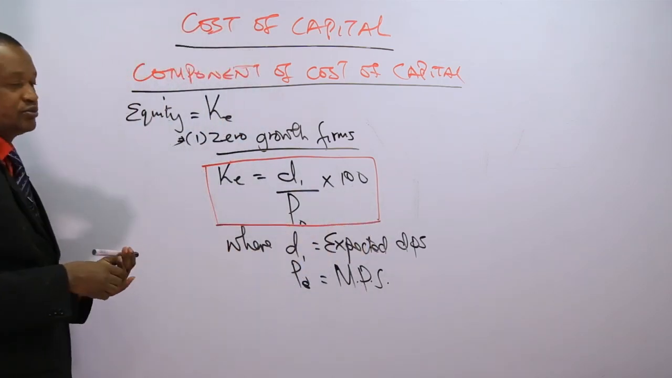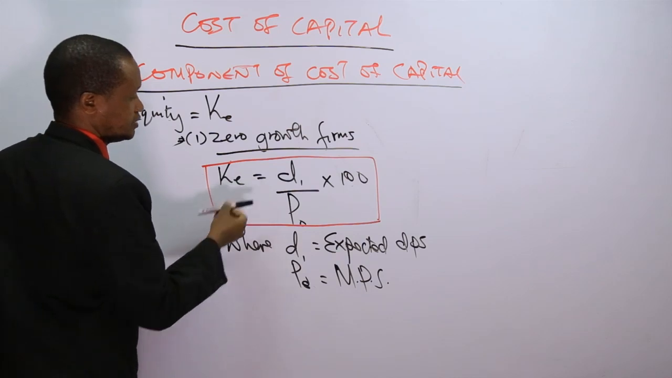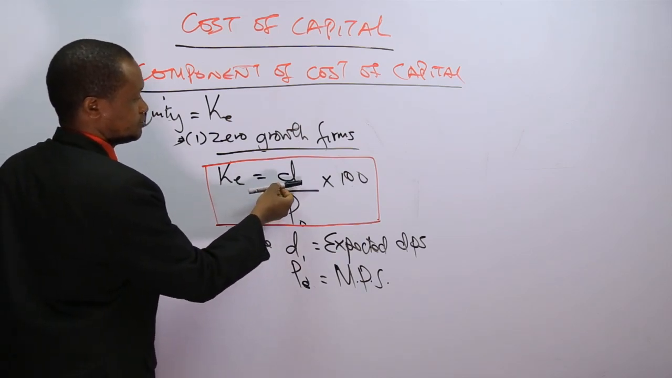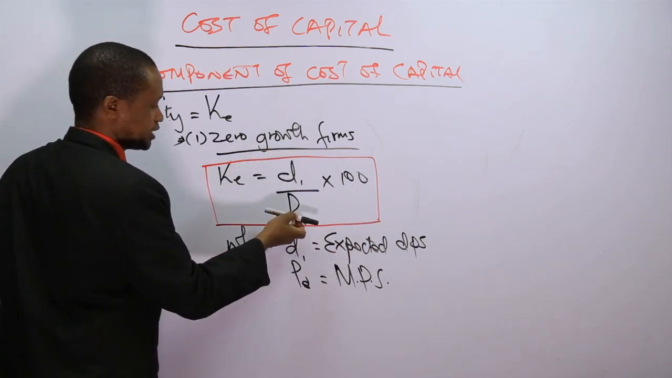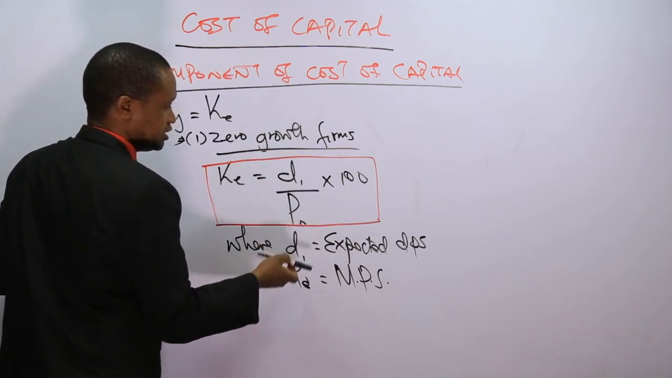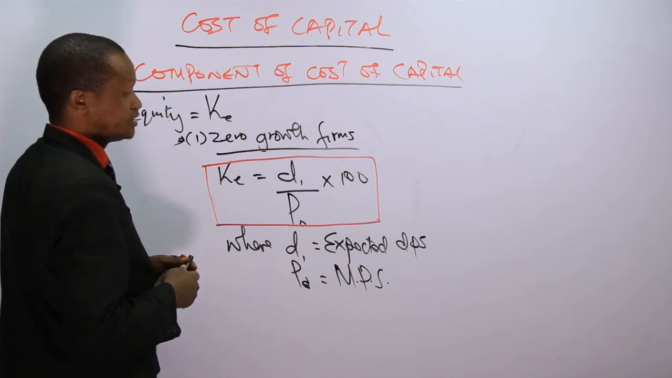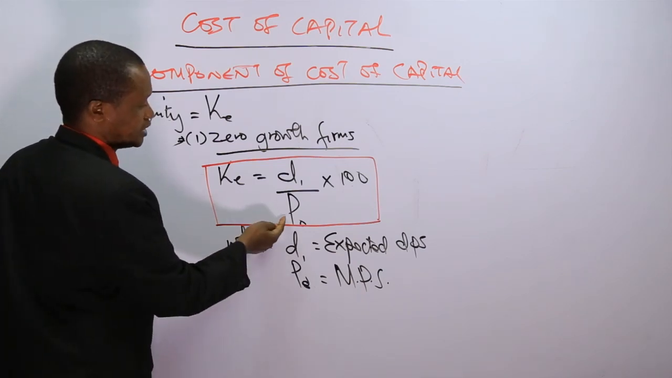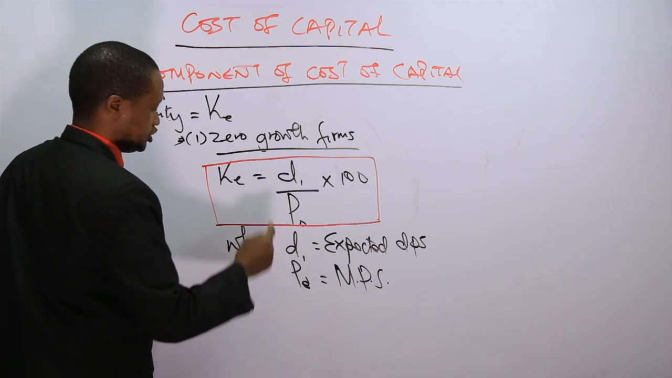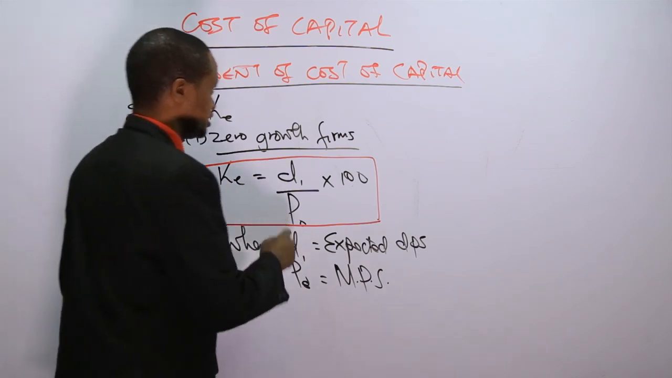And it's quite simple because you are given the expected dividend per share and the prevailing market price per share. If it is a listed company, this is the market price at the exchange. So that is number one.